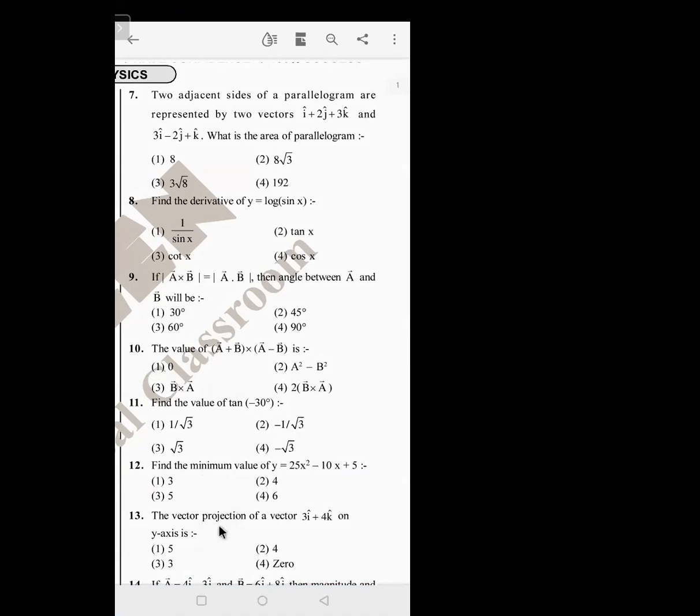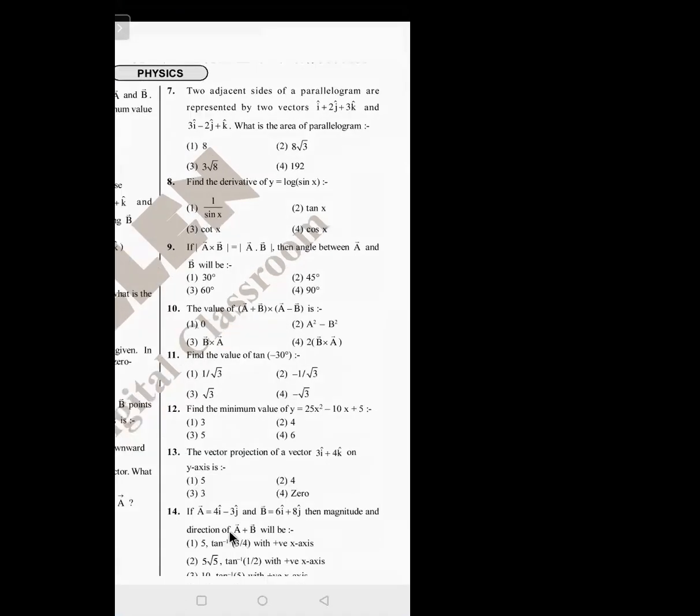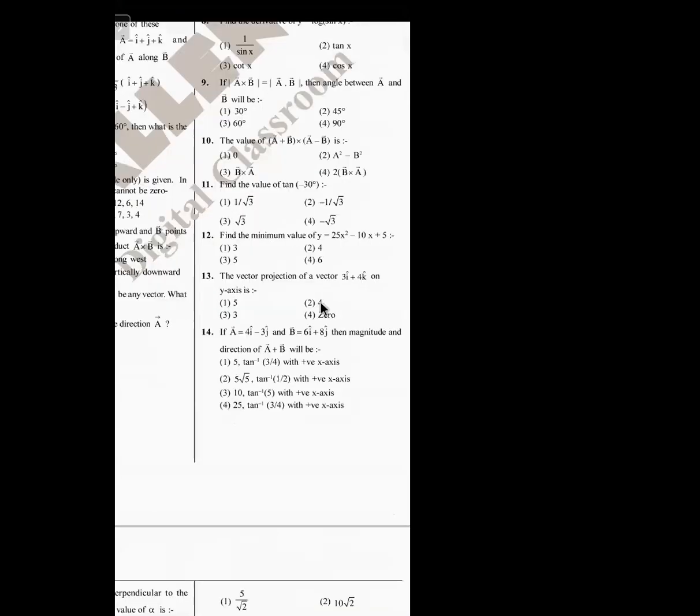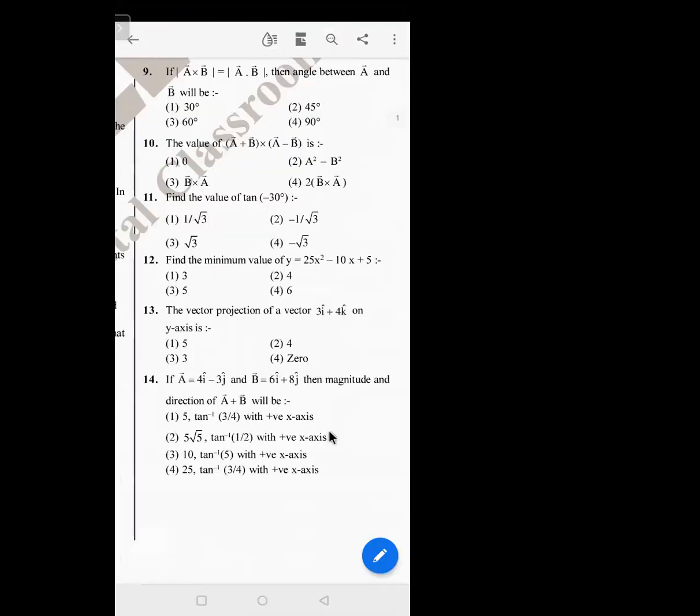Question number 13, very important. The vector projection of 3i cap plus 4k cap on the y-axis will be equal to how much? Already we did this question in the class once. It is 0. I'm not doing it because here the j component is 0, so this will become 0.